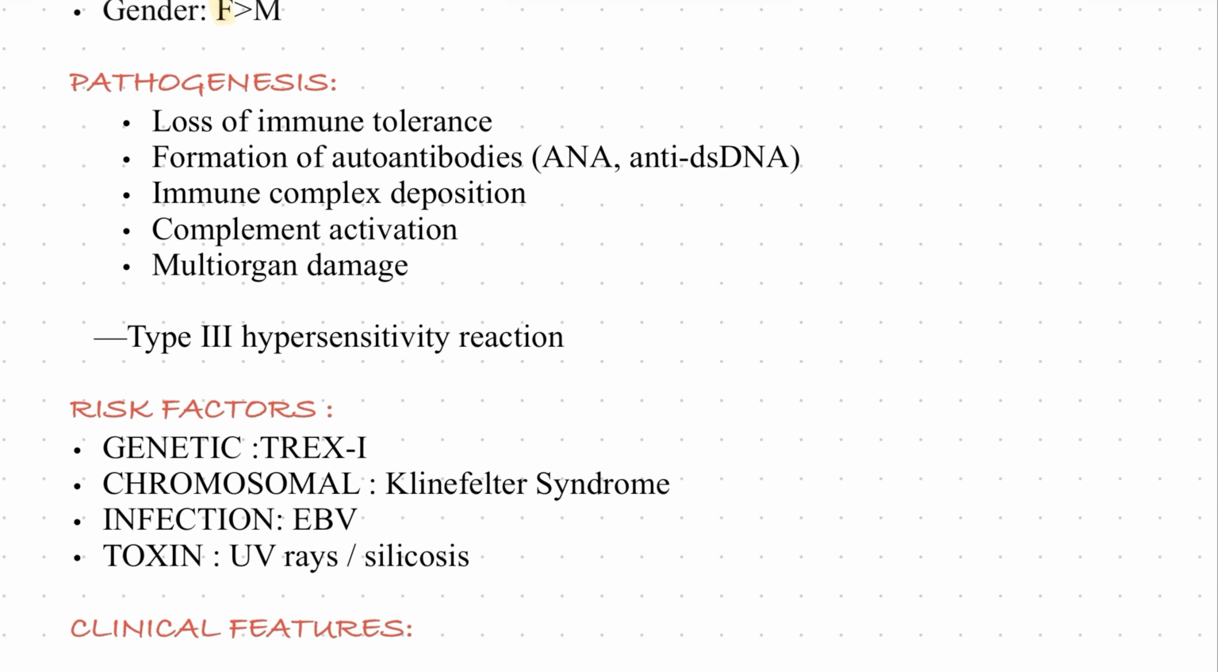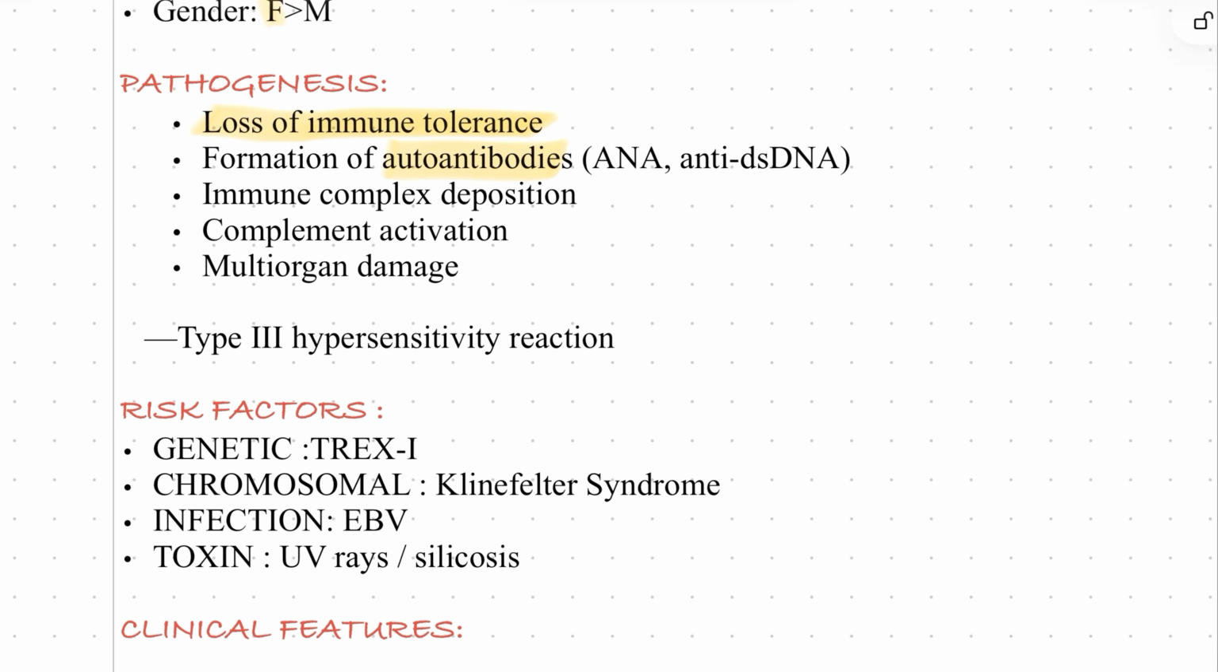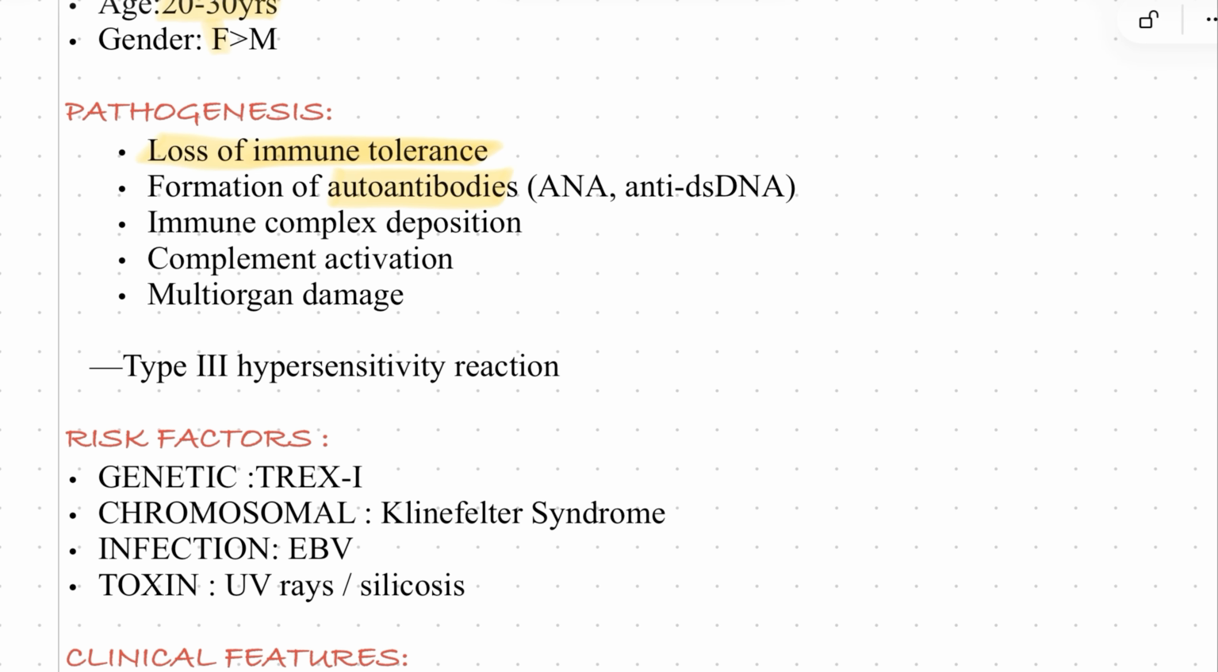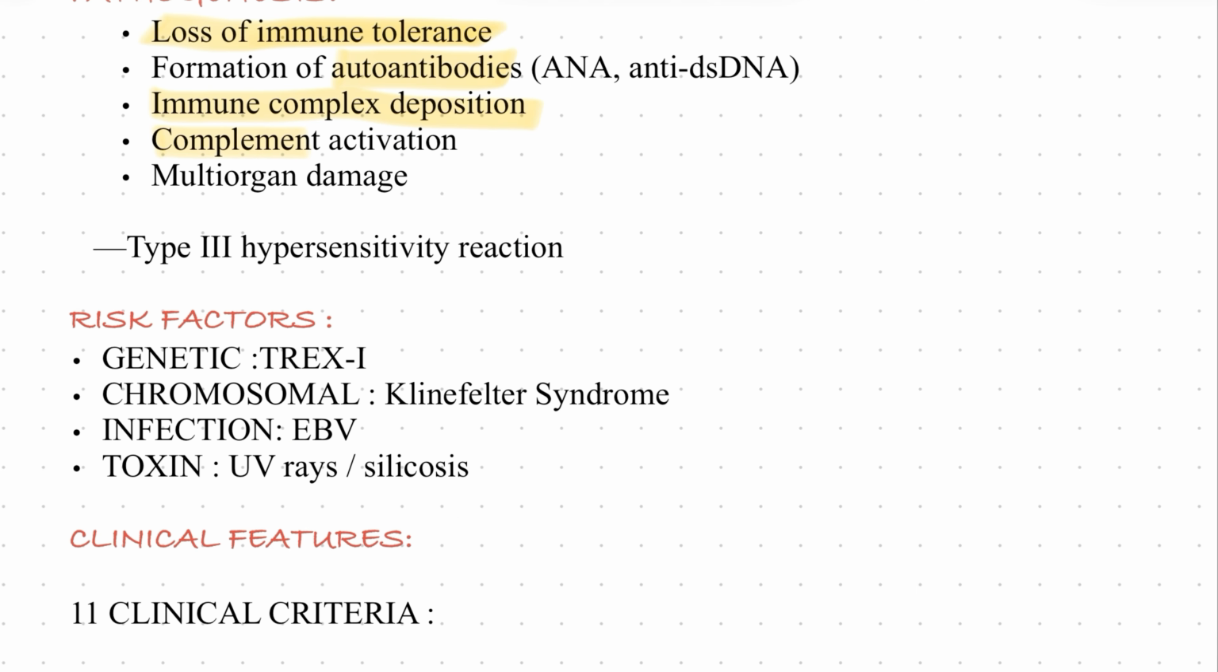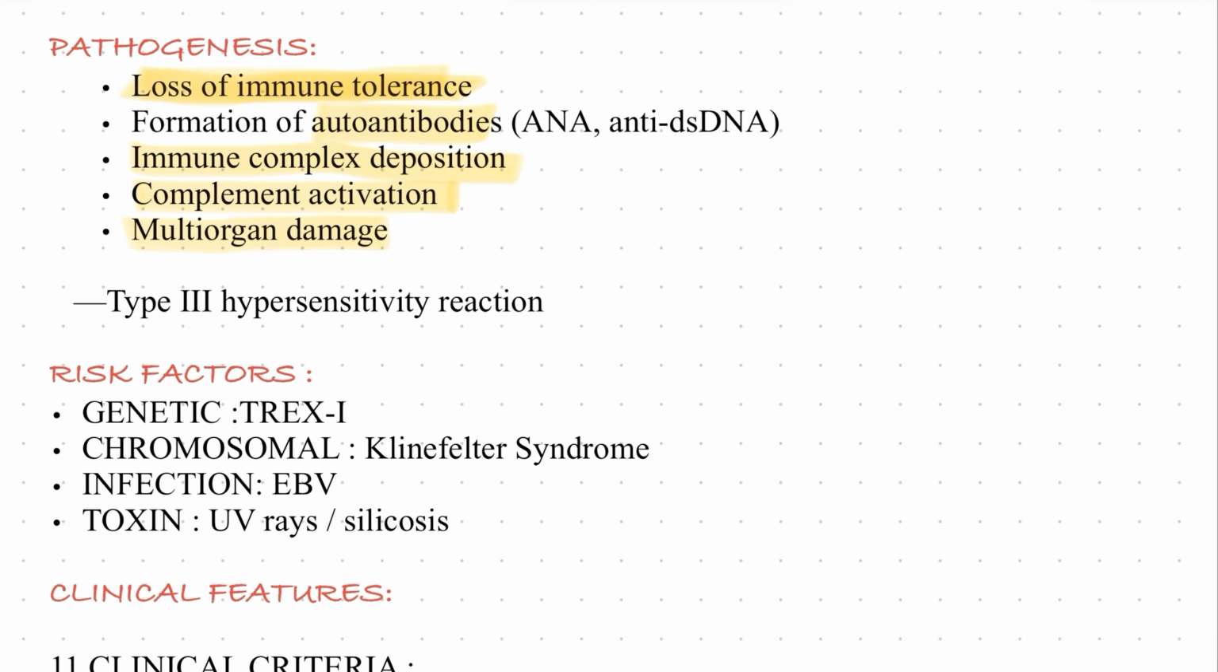Then coming to pathogenesis, you need to remember 5 points mainly. It goes like this: loss of immune tolerance, formation of autoantibodies. We discussed this in the definition. Then ANA and anti-dsDNA, which we will learn in detail in the criteria. Then third, immune complex deposition and complement activation. At last it leads to multiple organ damage. So first, loss of immune tolerance leads to formation of autoantibodies, which leads to immune complex deposition, then complement activation, which finally causes multi-organ damage.